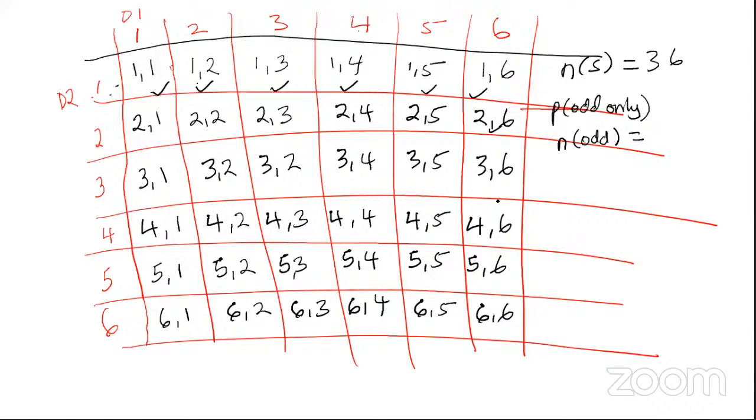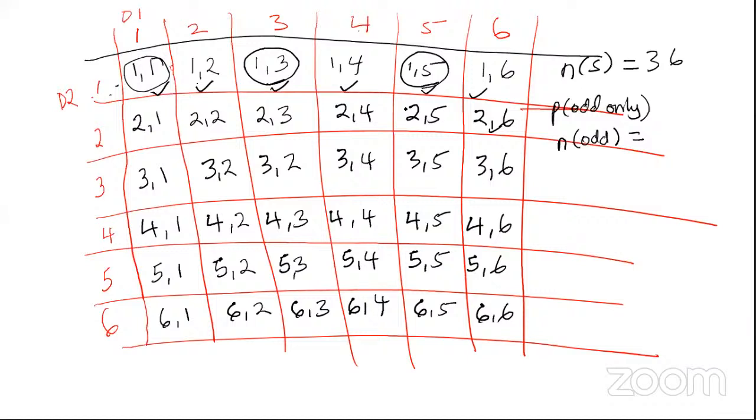First, tell us which ones. On the first line, which ones are odd numbers only? We have 1, 1. 1, 3. Good. 1, 5. Good.